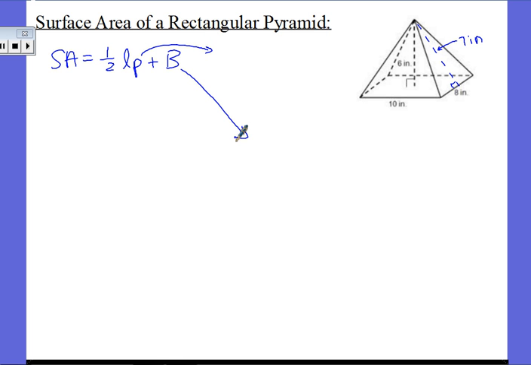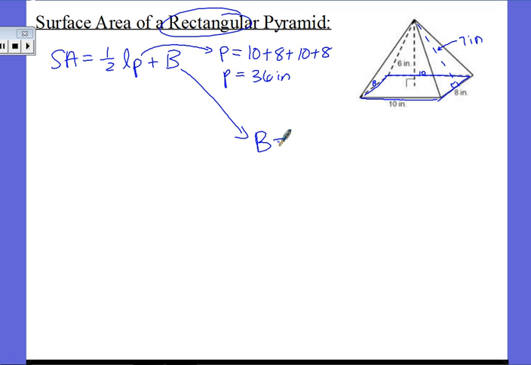So the perimeter is just the perimeter of the base shape. Remember, our base shape is a rectangle. So I'm going to add 4 sides together, and I'm only adding the sides that are on this rectangle. So I see 10 and 8. I know opposite sides are the same in a rectangle, so this side is 10 and this side is 8. So we would write down our addition, 10 plus 8 plus 10 plus 8, and we get the perimeter is 36 inches.